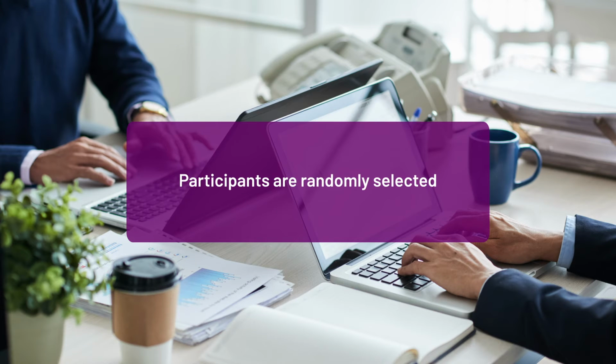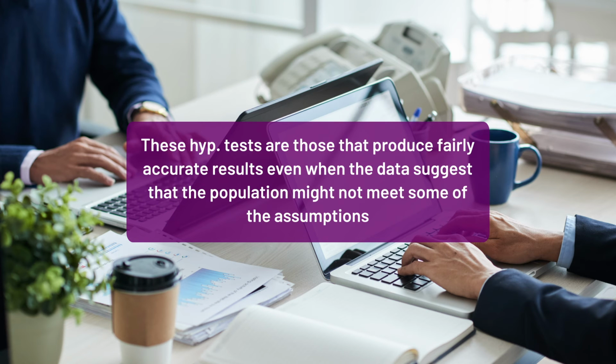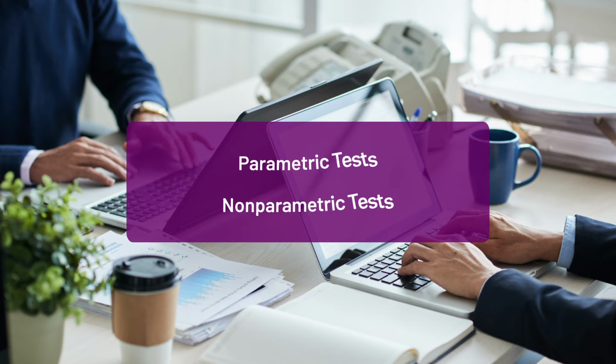So this is one of the assumptions of hypothesis testing: participants are randomly selected, and the distribution of the population is approximately normal. These hypothesis tests are those that produce fairly accurate results even when the data suggest that the population might not meet some of the assumptions. Parametric tests we have already discussed, and non-parametric tests we will not discuss here. We are going to cover non-parametric tests in our coming session.